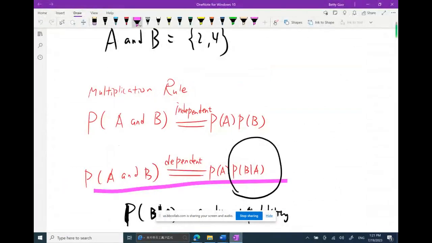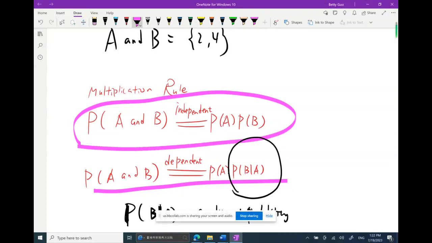Summarizing very quickly, the focus of today's class is to apply the multiplication rule to find the probability of A and B. And we have two formulas. This formula is the simple version. We only use this formula when the two events are independent. Very simple, right? If they are independent, then probability of A and B is just probability of A times probability of B. In the case that the two events are dependent, then probability of A and B would be probability of A, supposing A occurs first, multiplied by probability of B given A, under the condition that A already occurred.